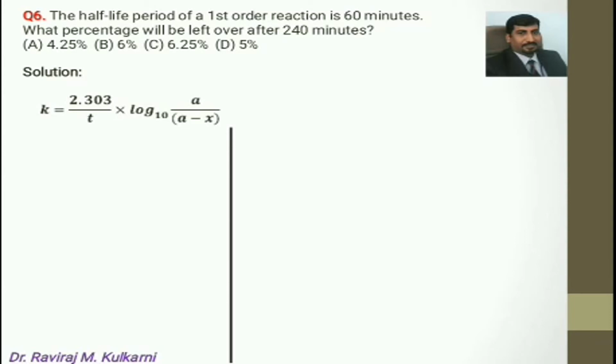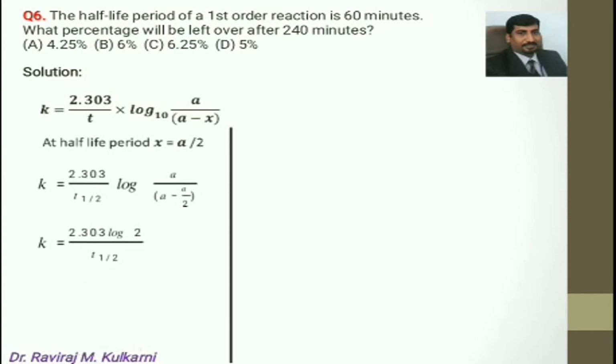K is equal to 2.303 over T into log of A by A minus X to the base 10. So this is the first order rate constant equation. At half-life period, X is equal to A by 2, so you can write it, and you get this equation.